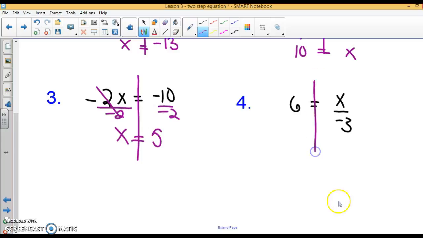Draw your line down the middle. Variable's on the right. What's happening with the variable? This is x divided by negative 3. What's the opposite of dividing by negative 3? We're going to multiply both sides by negative 3. Make sure you don't multiply up in the numerator because it's negative 3 over 1. Negative 3 times 6 is negative 18 equals, on this side, I'll have negative 3 divided by negative 3 is 1. So I'm left with x. That's a nice warm-up and a reminder of solving one-step equations.